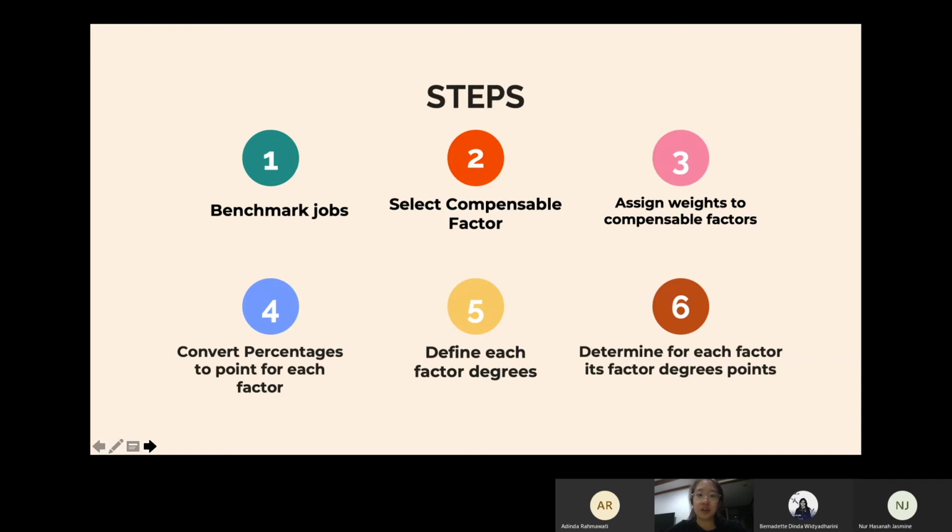5. Define each factor degrees. So next we will split each factor into degrees and define each degree so that raters may judge the amount or degree of a factor existing in a job. The number of degrees usually does not exceed 5 or 6, and the actual number depends mostly on judgment. 6 is to determine for each factor its factor degrees points. So the committee must be able to examine each job and determine what degree of each compensable factor that job has. For them to do this, we must first assign points to each degree of each compensable factor. Next.